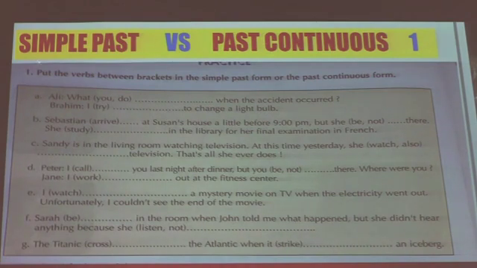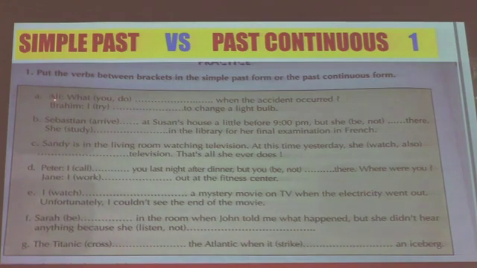So here the instruction is as follows: put the verbs between brackets in the simple past form or the past continuous form. Okay, I'm going to read the sentences for you and explain things which are difficult.